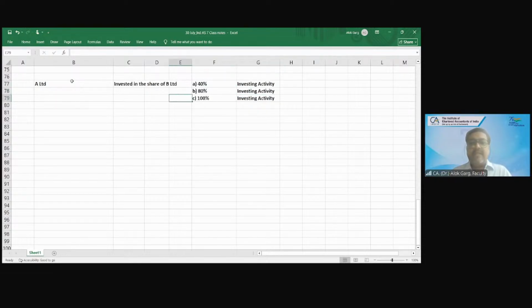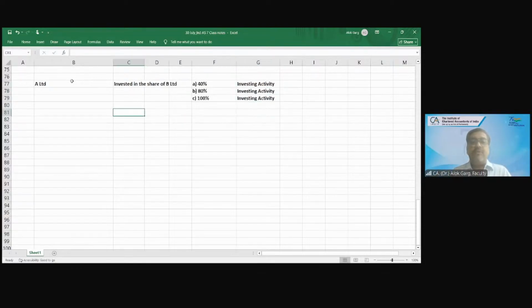The only thing is, in the first case there is no control. In the second and third cases there is full control, meaning line by line, 100% consolidation will be there. In this case there will be 80% control, and in this case there is 100% control. Clear? So when the company is making an investment in a company, it is a complete investing activity.